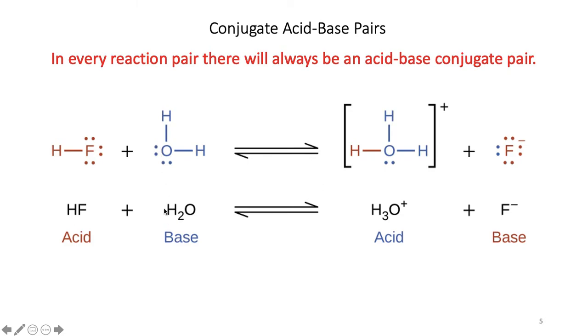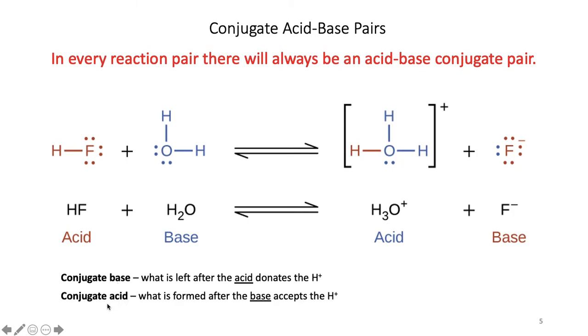Whatever forms when the base grabs that proton is the conjugate acid of the base that you started out with. So these two are a pair, the base and its conjugate acid, and this is another pair, the acid and its conjugate base. Once again, the conjugate base is what's left after the acid donates the H. HF donates the H, you have F minus left. Therefore, these two will be a pair. If this is the acid, this is going to be its conjugate base.